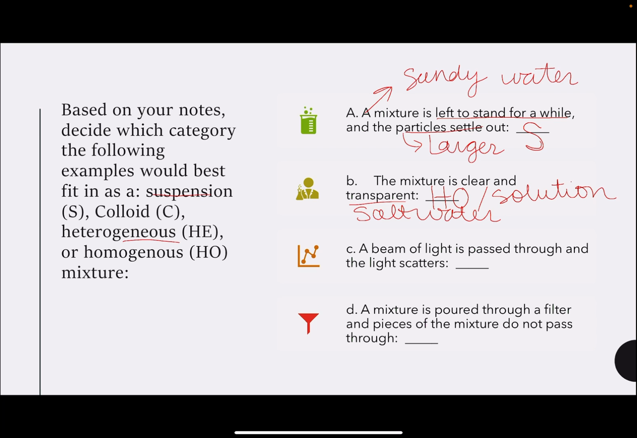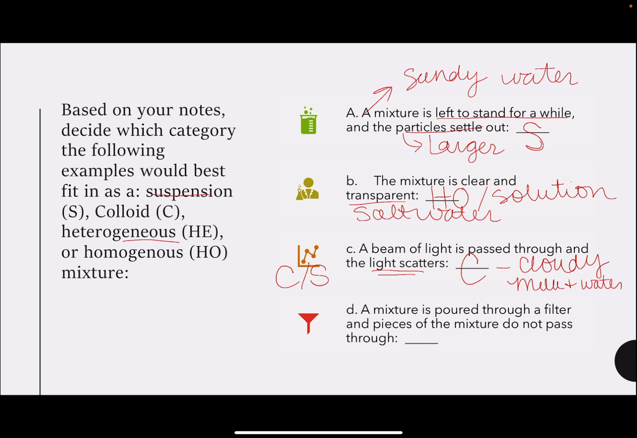Letter C, a beam of light is passed through and the light scatters. So the options could be a colloid or a suspension. Now, it doesn't mention anything about particle size, and we've already used suspension, so this is going to be our C for colloid, and we'll see that it also could be cloudy. We talked about the example as milk in water would scatter that light, or fog, or even if we put shaving cream in water, anything that would cause it to be cloudy.